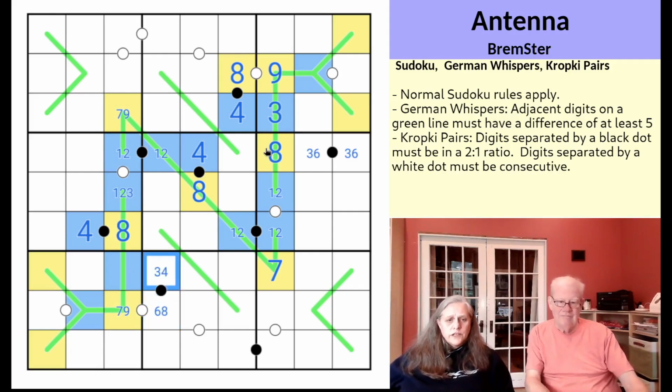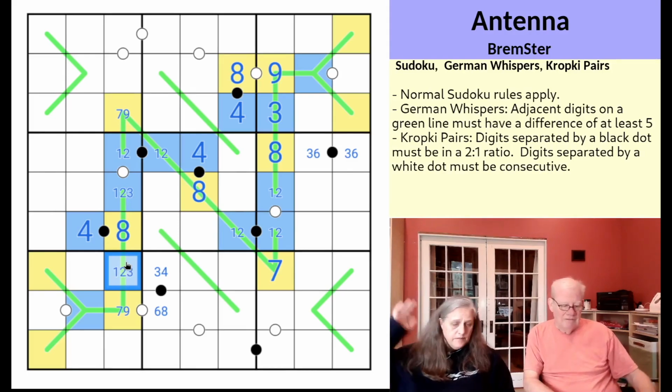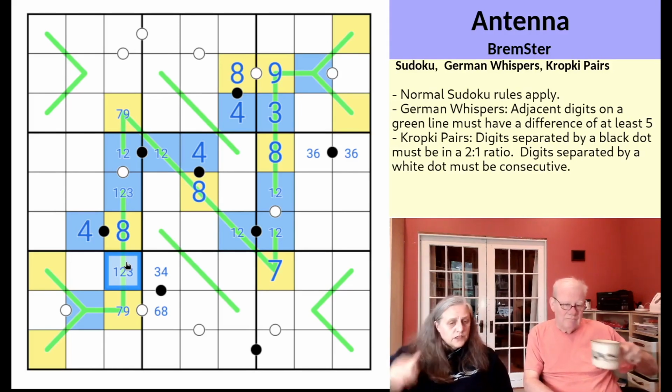First of all, let's go to row 7, column 3. I'm sorry, row 3, column 7. My apologies. Row 3, column 7. Row 7, column 3. I cannot speak this morning, apparently. That's a 1, 2, 3. Because it sees, yeah. If it were a 4, it would have to have a 9 on either side.